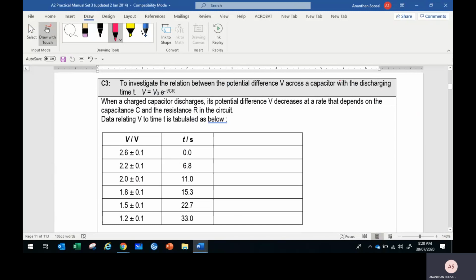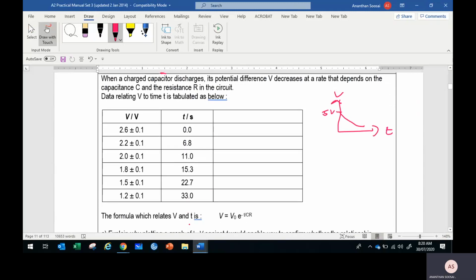So for a capacitor, if you plot V versus time for a completely charged capacitor, maybe 5 volt, it will discharge exponentially because of the existence of the e exponent. Now this is the data they obtained for the discharging. The 2.6 volt dropped to 1.2 volt in 33 seconds.